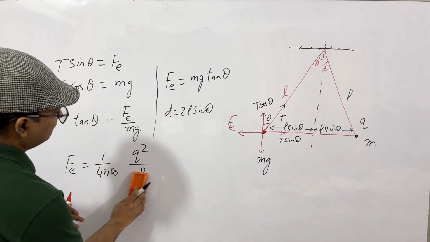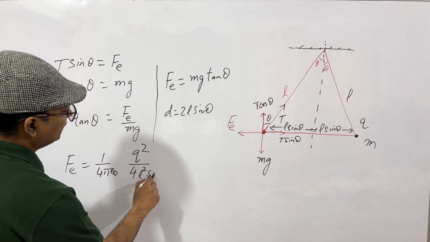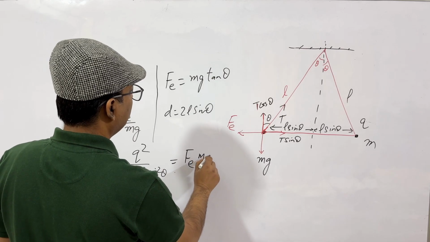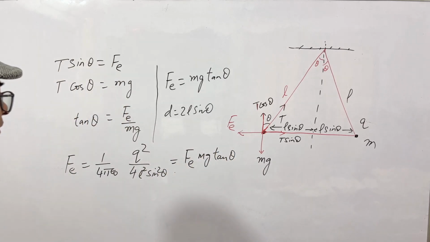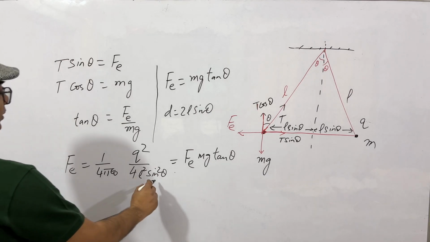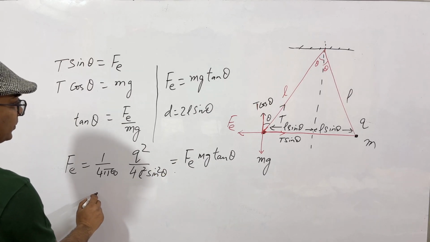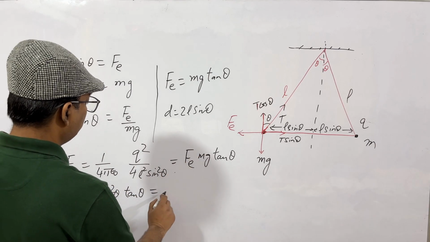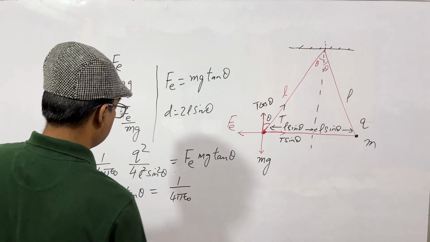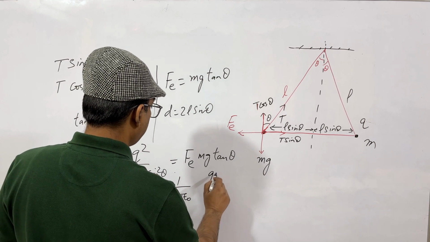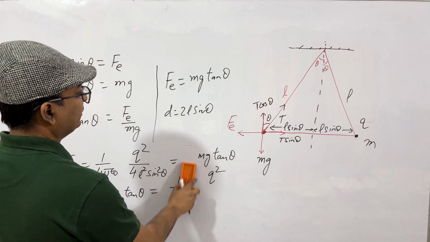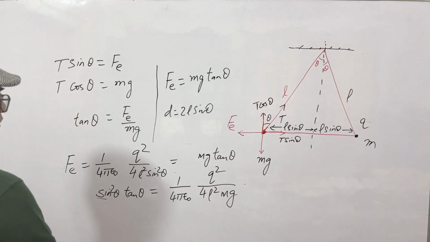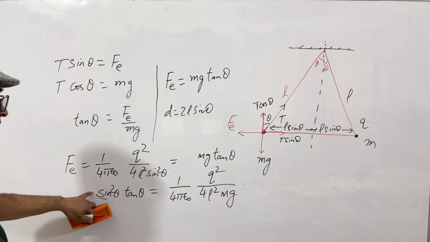So we can write D square like this. It will be 4L square sin square theta. And we have seen this Fe is equal to mg tan theta. So just take sin square theta to this side. This will be sin square theta tan theta is equal to 1 by 4 pi epsilon 0, Q square by 4L square mg. From here we can apply trigonometry and find theta.